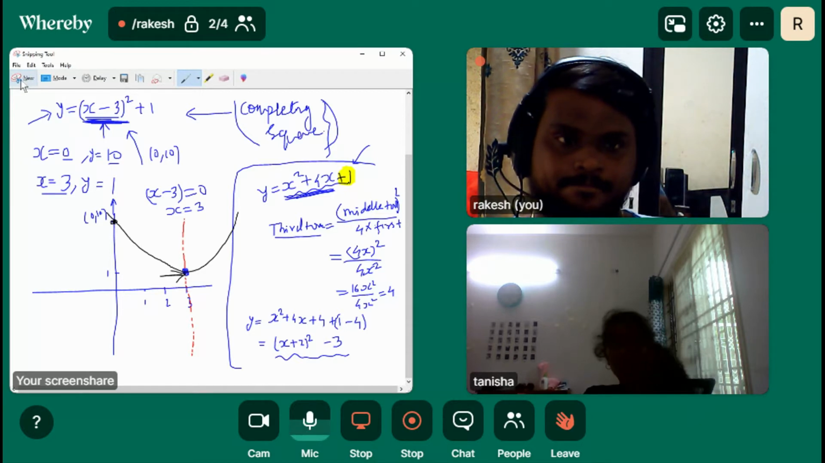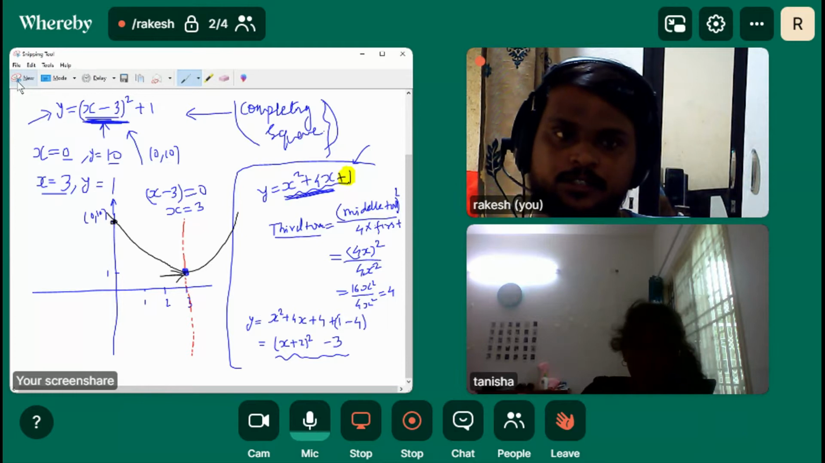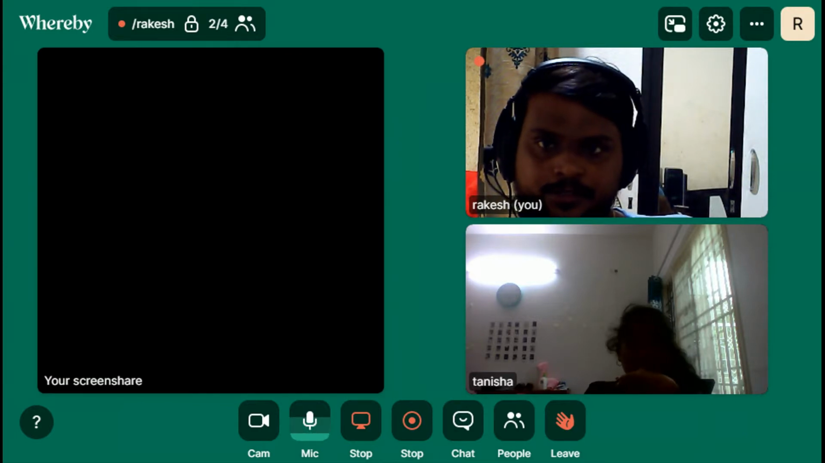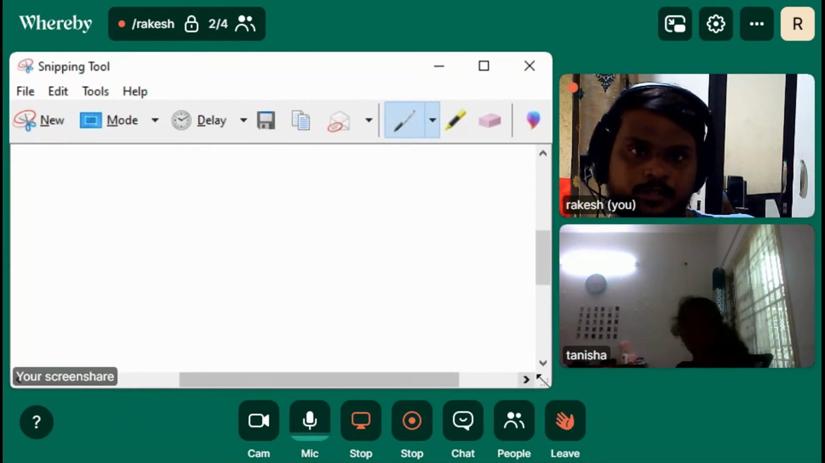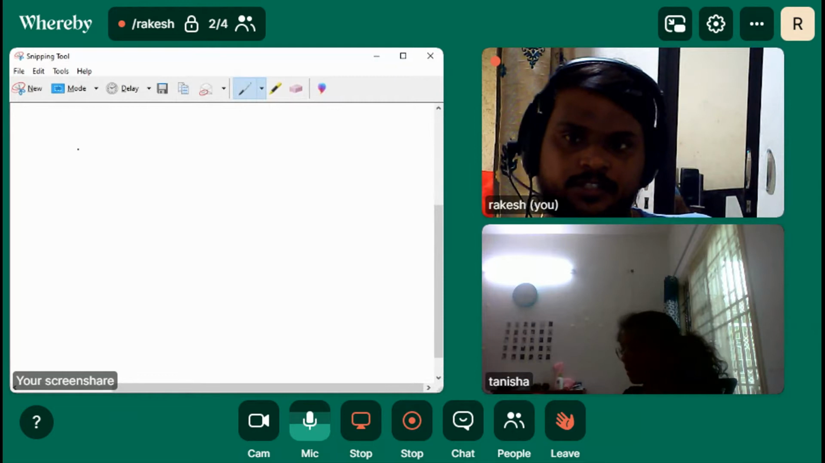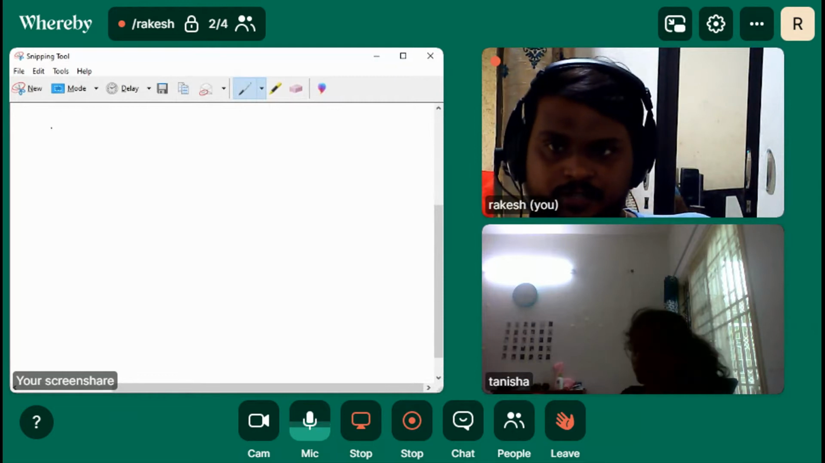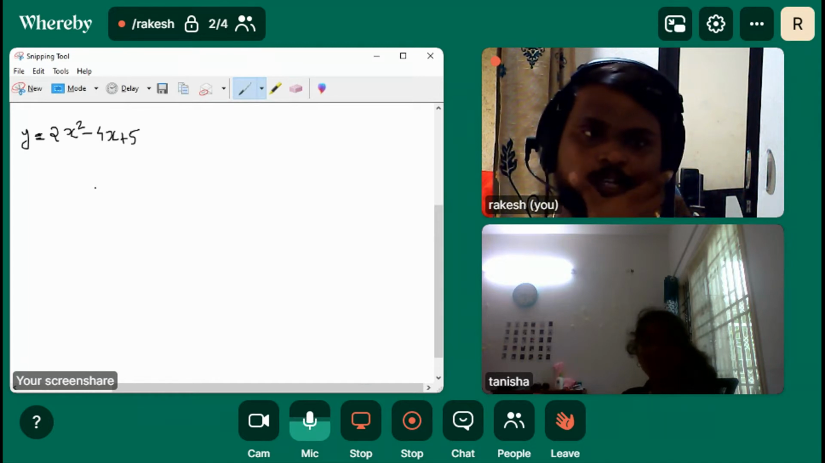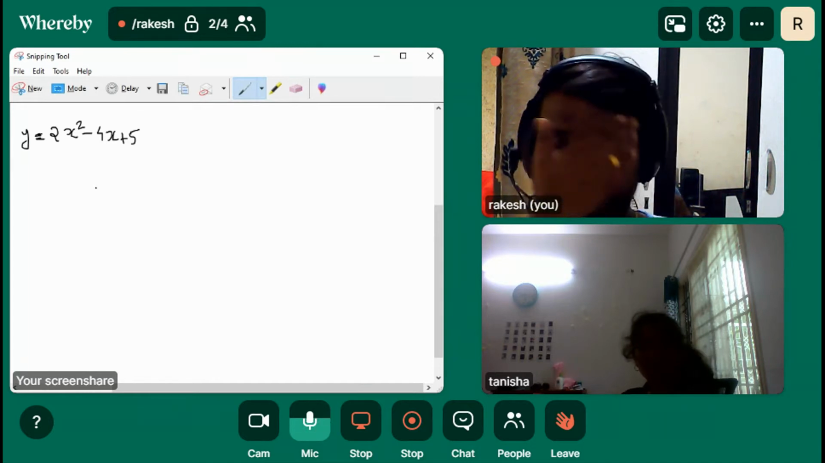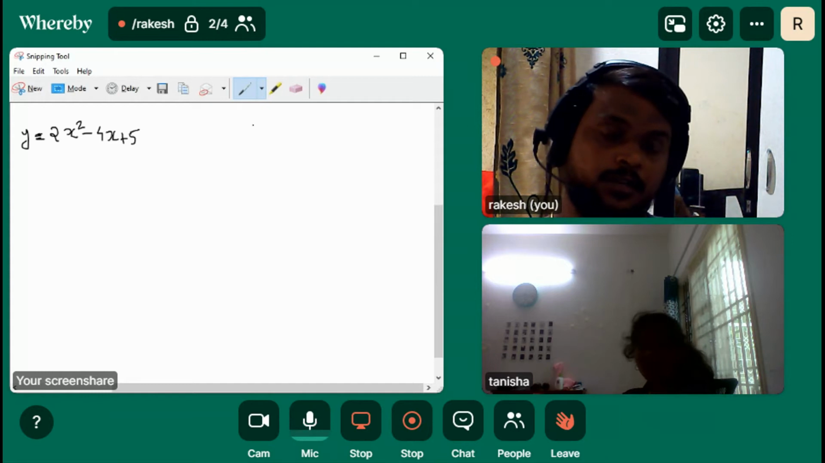Done. Okay. So I'll take another example. Suppose you have to draw 2x square minus 4x plus 5. It might be a little difficult, but you can handle it. If we have to draw this quadratic function, y is equal to 2x square minus 4x plus 5, what first thing will we do here? We'll do completing the square.